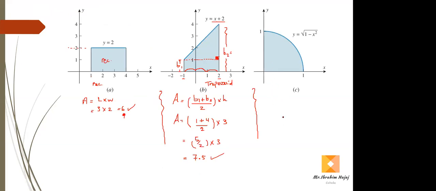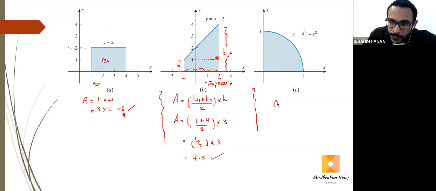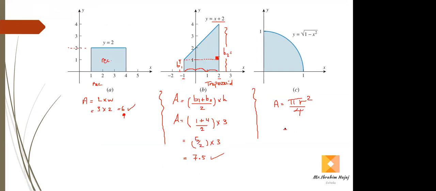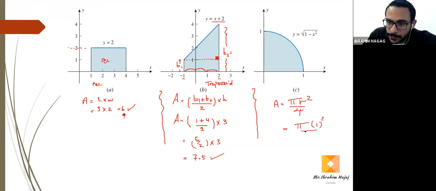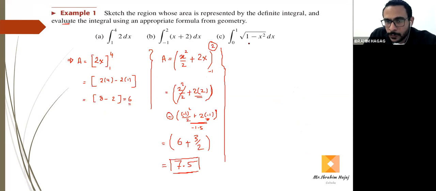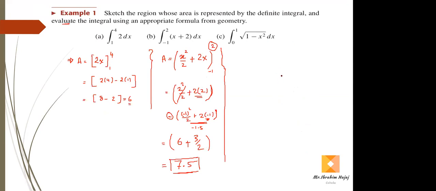This is a quarter circle, and you know the area of a circle is pi r squared, so a quarter circle is pi r squared over 4. The radius is 1, so 1 squared over 4, and the area is pi over 4. This is the area, but we will not be able to do it by integration right now because we have to solve it using a trig substitution.